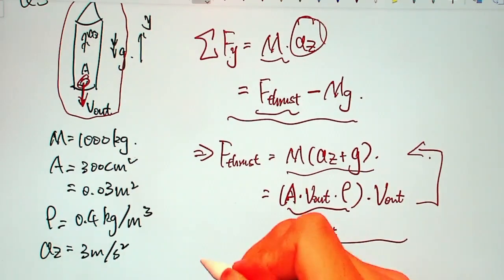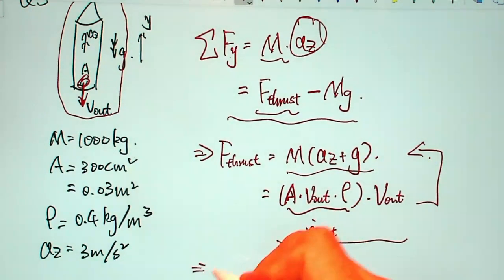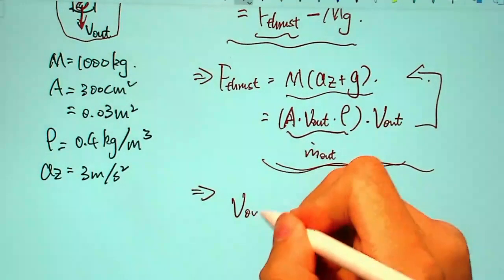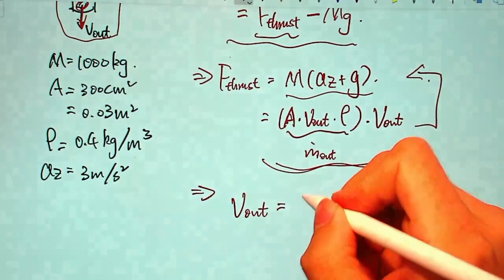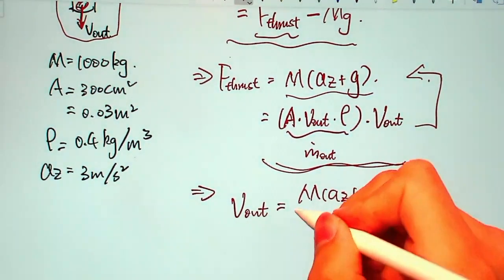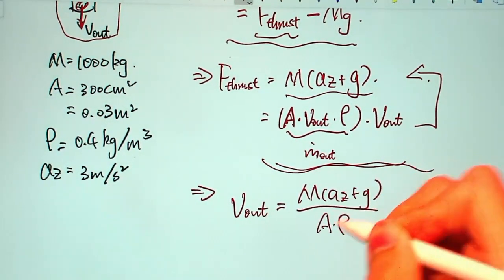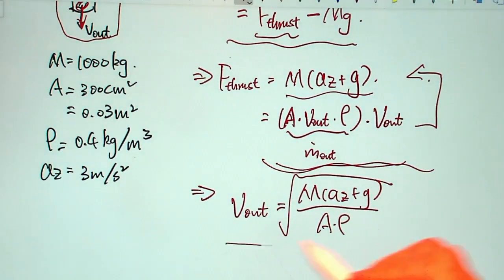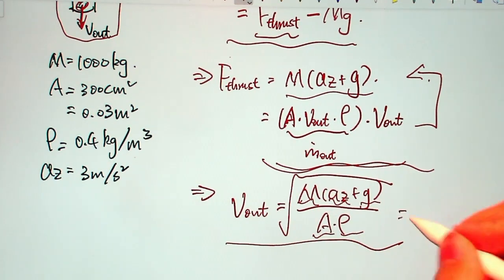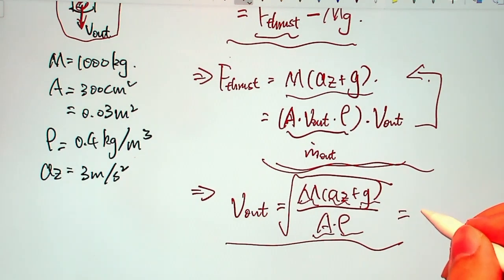So in this equation, it will give us v out equals the square root of m times (az plus g) divided by A times rho. All the quantities here are known. We know the total mass, the az, the gravity, the area, and the density. So this one is easy to calculate. The number looks strange.